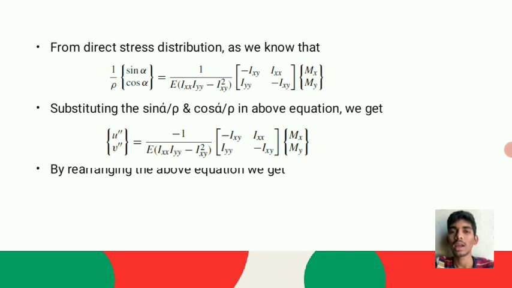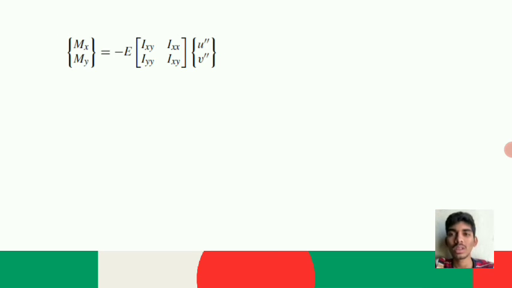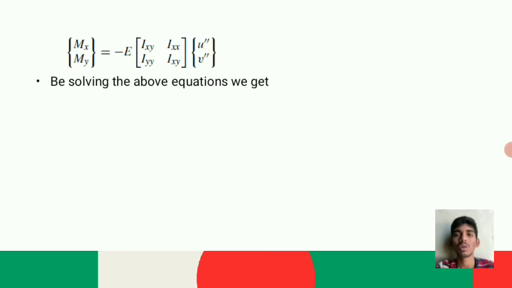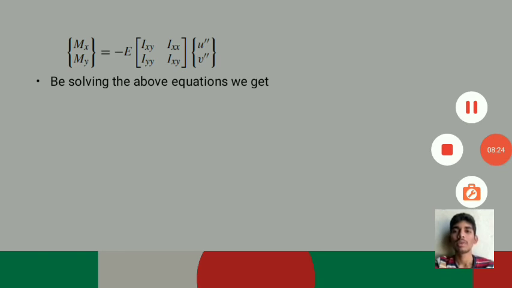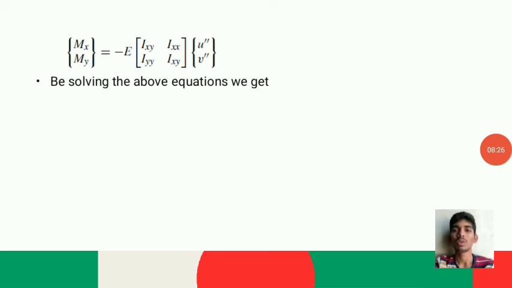Next, by rearranging the above formula, we get Mx, My is equal to minus E of Ixx, Ixy, Ixy, Iyy, times u double dash and v double dash, in which we write the direct stress distribution formula in terms of a matrix. Then we can achieve the above formula. And next, by solving the above equation, we can achieve the further steps.